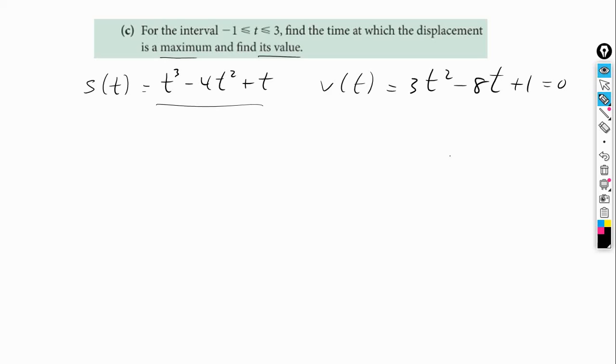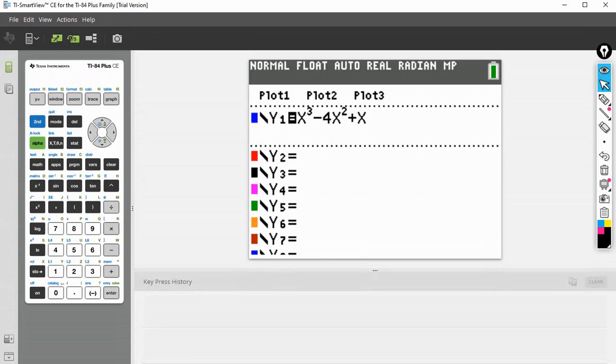The problem here is that we can't really do this by inspection, because this is 3t times t, and there's no way we can get -1 times -1 or 1 times 1 and somehow get -8 here in the center. We could do it using the quadratic formula, but that's too lengthy and we're going to end up using the calculator anyway. So in the next part of the video, I'm going to show you how to do it using the GDC.